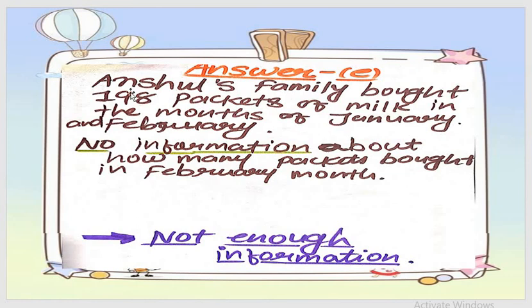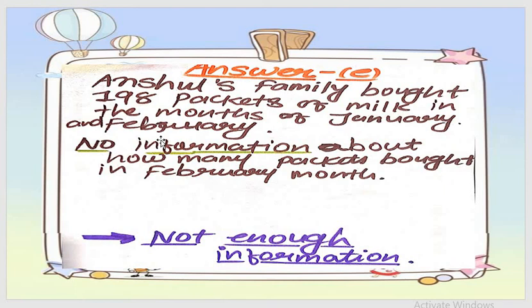So here, students, we write like this: Anshul's family bought 198 packets of milk in the months of January and February. There is no information about how many packets they bought in the month of February. Here we don't know how many packets they bought in February, so we don't have enough information.